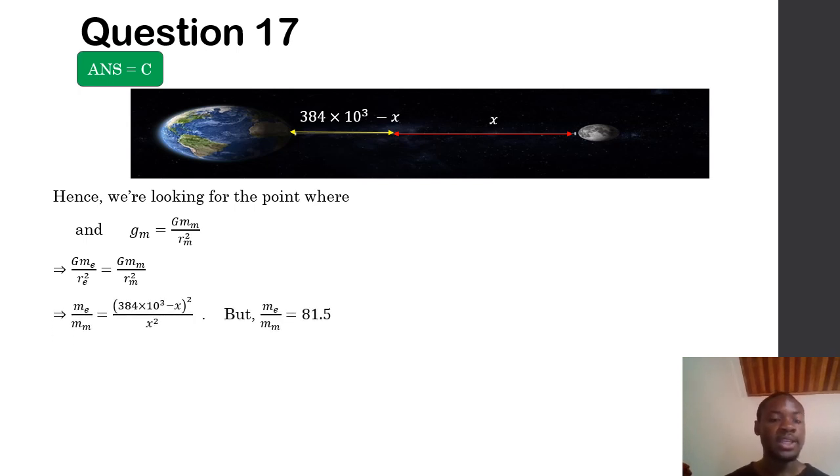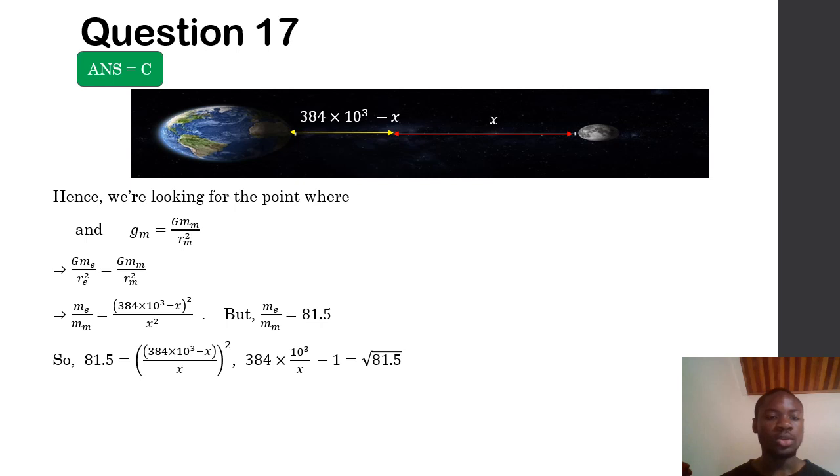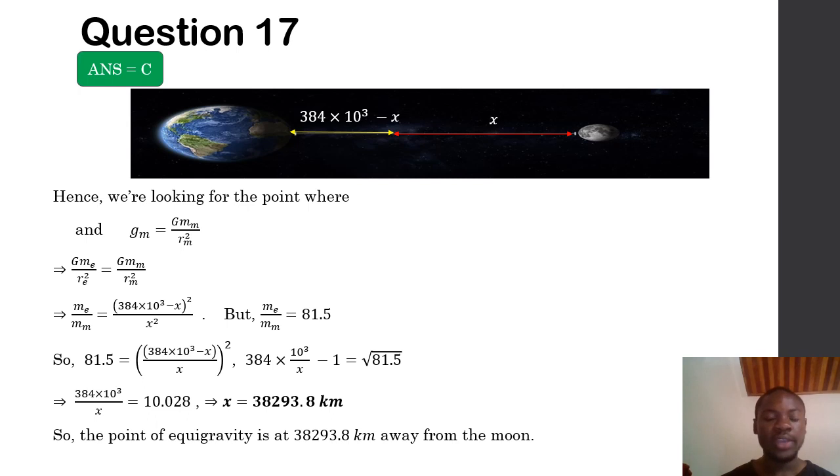So M_E over M_M is equal to (384 times 10 to the 3 minus x) squared divided by x squared. But M_E over M_M is equal to 81.5. So 81.5 is equal to that, and the algebra gives us x equal to 38,293.8 kilometers. So the point of equigravity is 38,293.8 kilometers away from the moon.